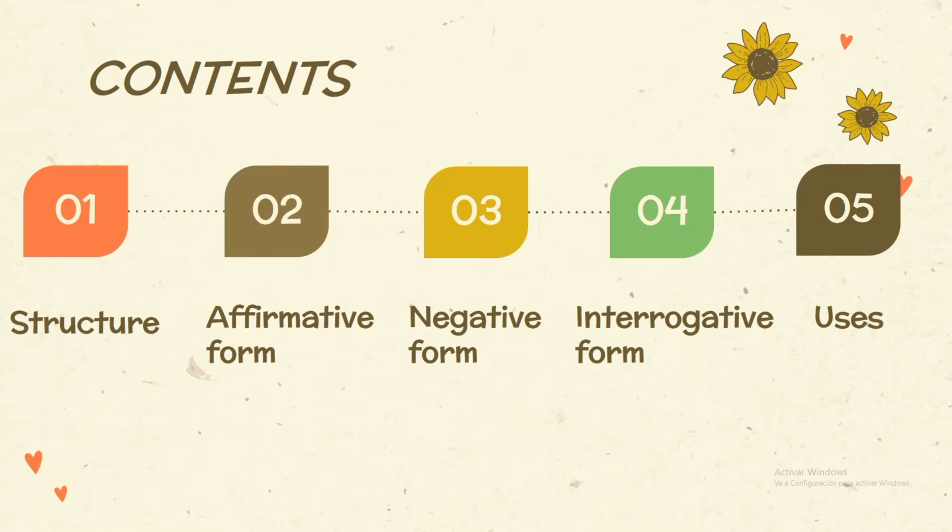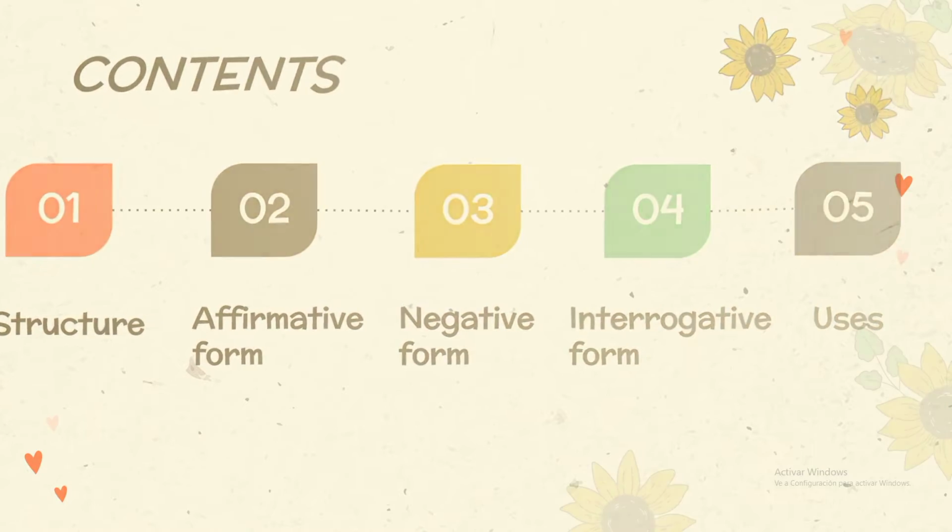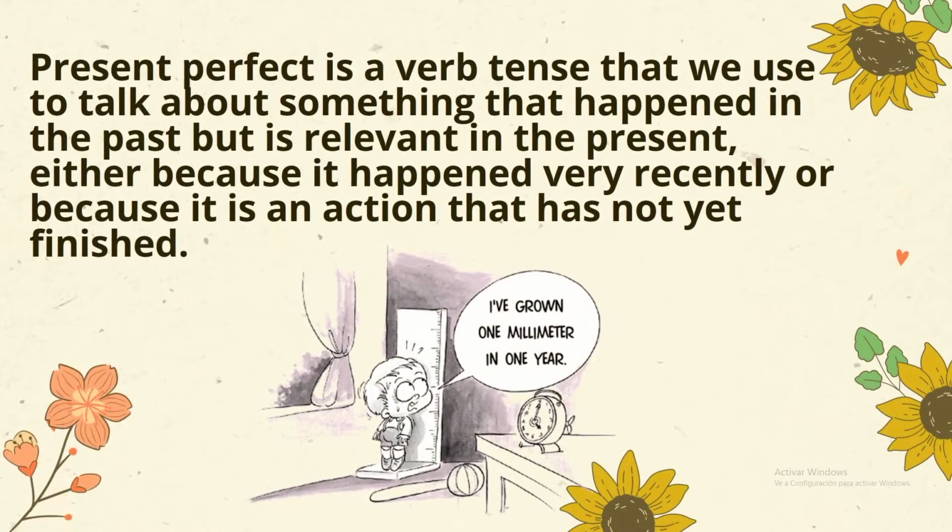Contents: number 1, structure; number 2, affirmative form; number 3, negative form; number 4, interrogative form; number 5, uses. Present perfect is a verb tense that we use to talk about something that happened in the past but is relevant in the present, either because it happened very recently or because it is an action that has not yet finished. Example: Even grew 1 million in 1 year.